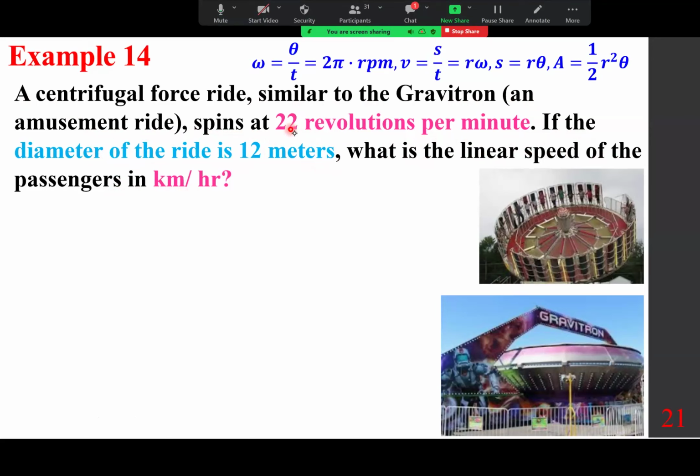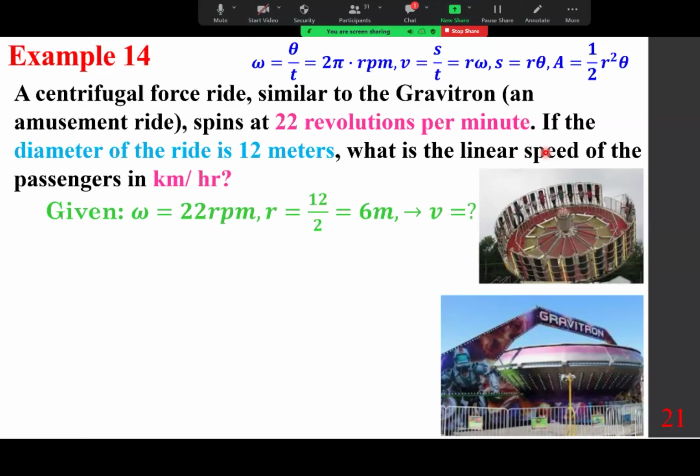And this is omega. Omega is 22 RPM. Radius is 12 over 2 because this is the diameter. Linear speed, V, is missing. Never mind in what format, we'll take care of it at the end. But for now, this is the given.